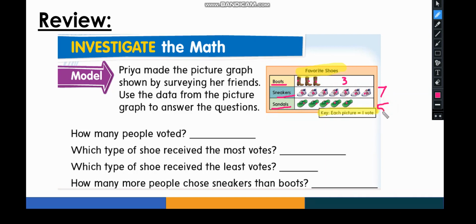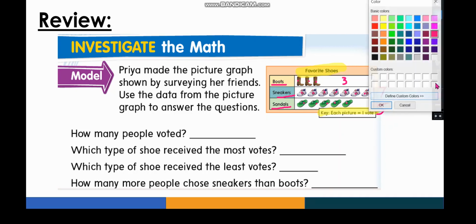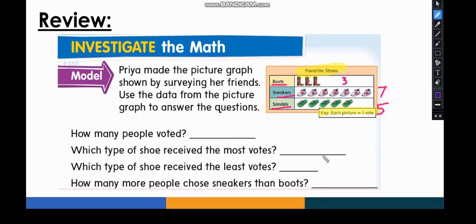5. So here I have to add 3 numbers. You remember when we add 3 numbers? Yes. Make 10 or double. I have here make 10. Let's get another color. Which 2 numbers make 10? Yes, excellent, grade 2. 3 and 7 make 10. 10 plus 5 equals what? 15. So the total number of the people who voted is 15.